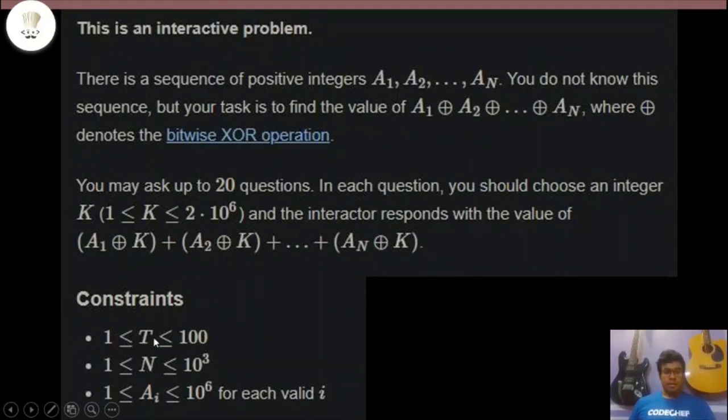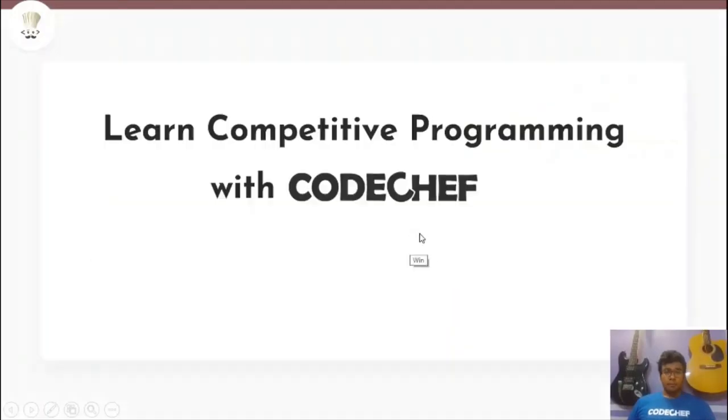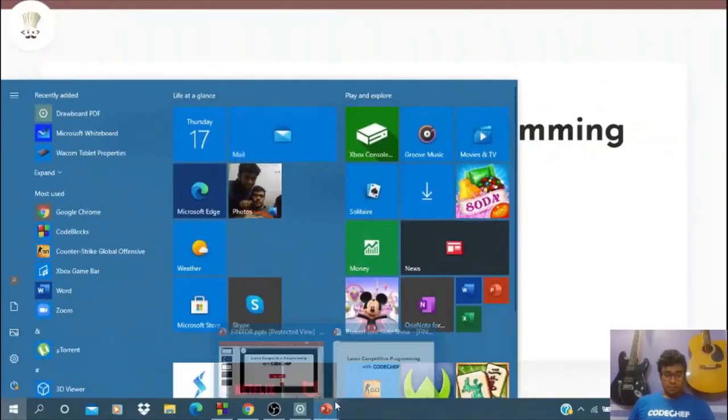The constraints given are: there are t test cases, 1 to 100. The value of n lies from 1 to 10 to the power of 3, and ai lies from 1 to 10 to the power of 6. Before starting, if you've understood this problem, then sure, let's go ahead. But if you haven't, I'd suggest that you pause this video for a while, read this problem and try to solve it once. And if you can't, come back to the solution, and we're going to start ahead.